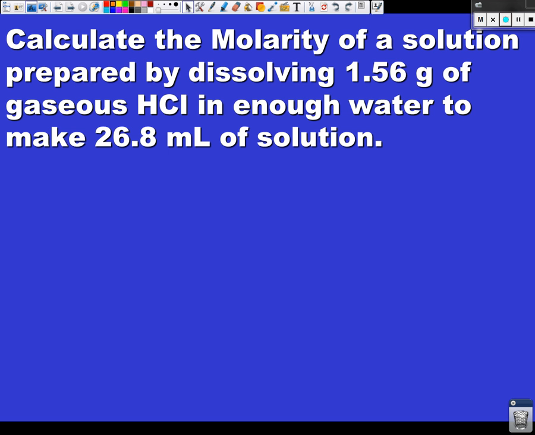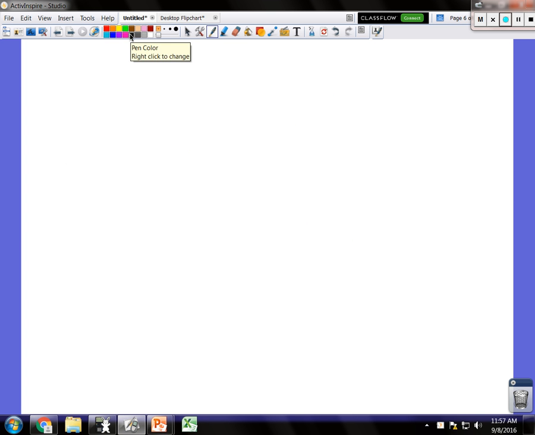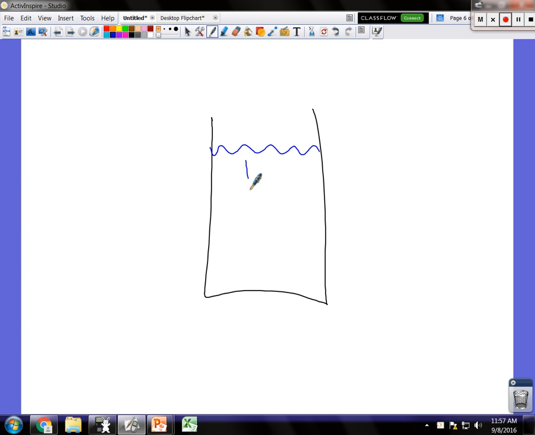Okay. All right. Now, number 2: calculate the molarity of a solution prepared by dissolving 1.56 grams of gaseous, now that sounds odd, gaseous hydrogen chloride in enough water to make 2.68 milliliters of solution. So let me give you an idea of what this setup would be. And again, don't draw this, just watch. What we would have is a solution of H2O.